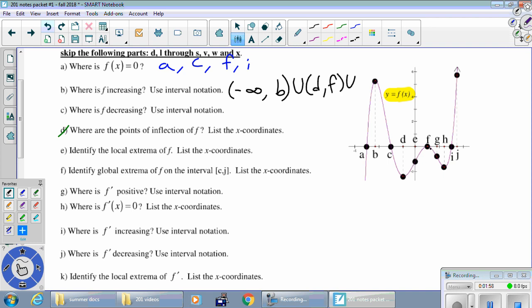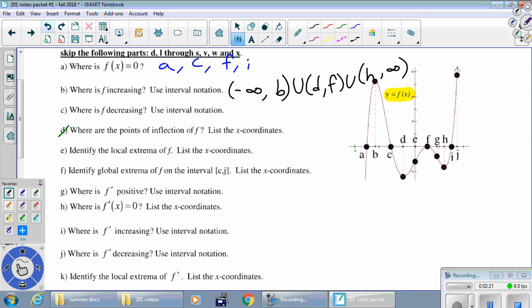Union, and then it decreases here, but then increases starting at h and then going forever. So h to infinity. Even if you put brackets around each of these endpoints, you never put brackets around the infinities. Plus or minus infinity is always parentheses. Okay, h to infinity here.